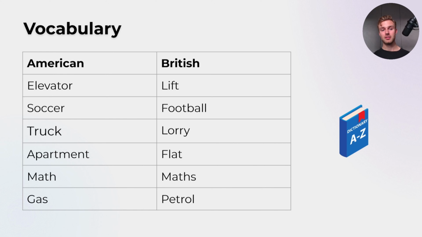A truck in American English is a lorry in British English. In American English, an apartment is a flat in British English. So you live in an apartment or you live in a flat. The Americans say math. For example, I studied math at school. The British might say maths. I studied maths at school. In American English, we say gas, and in British English, you would put petrol in your car.